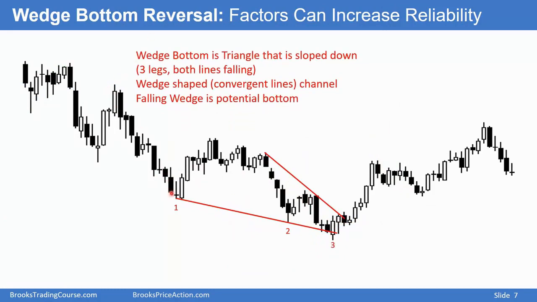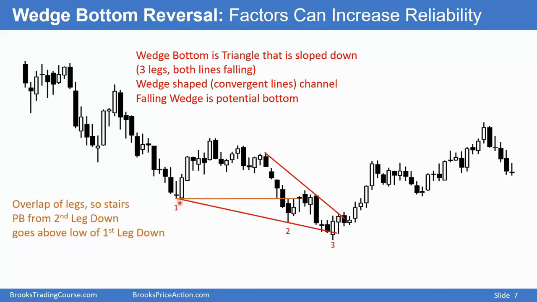We have a bear breakout, first push down, second push down, third push down. You can call this a first push. You can say this is a wedge, 1, 2, 3, and the bottom did not lead to much of a reversal. You can call this a wedge. Bear trends are always forming wedge bottoms. Bull trends are always forming wedge tops. This is a wedge because it's a bear channel, a wedge bottom, it's a bear channel, and the lines are converging.